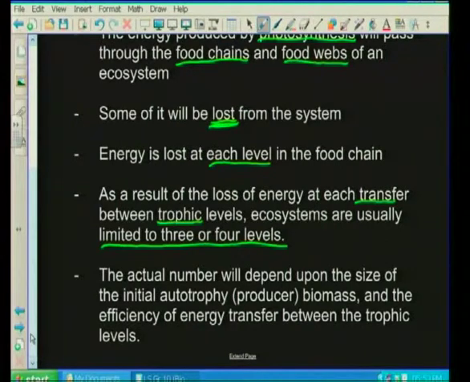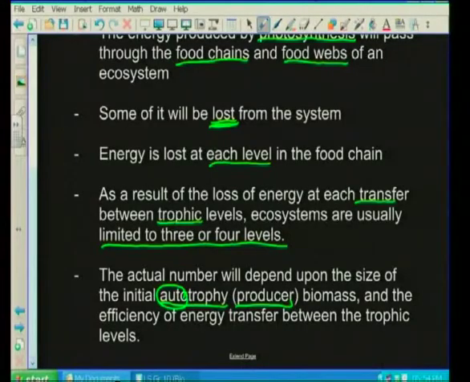The actual number will depend upon the size of the initial producer. There's a new word, which is a producer. Now, the word autotrophic, maybe you can remember the word autotrophic, okay? Trophic comes from feeding, so it's a feeding level. Now, what's auto? Auto means self. If you think of an automatic car, your dad doesn't have to change the gears, the car changes the gears by itself. Okay, so auto means self. So, plants are autotrophic, which means they are producers. They produce their own food by the process of photosynthesis.